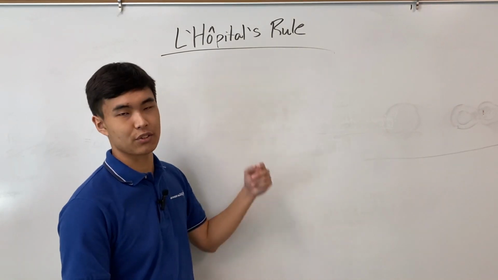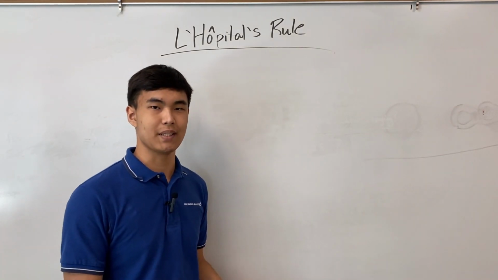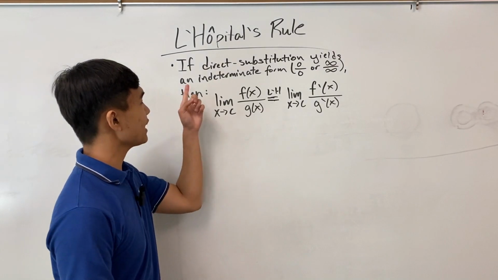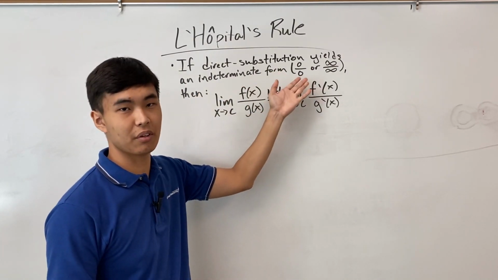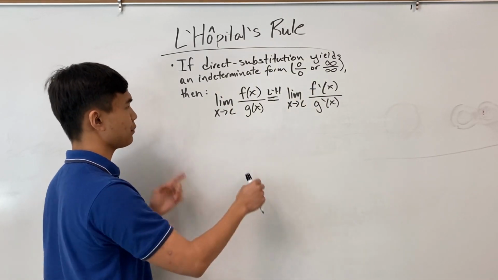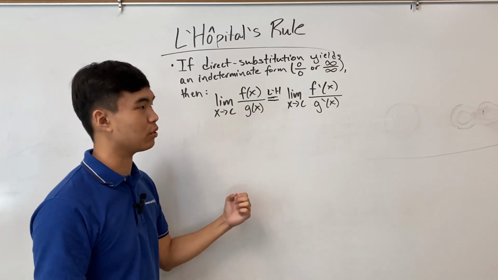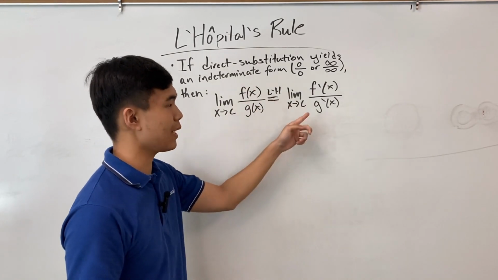Today we're going to talk about L'Hopital's rule, and this is a really useful tool for finding limits. So what this rule says is, if direct substitution yields an indeterminate form, which is either 0 over 0 or infinity over infinity, then the limit as x approaches c of f over g is equal to the limit as x approaches c of f prime over g prime.